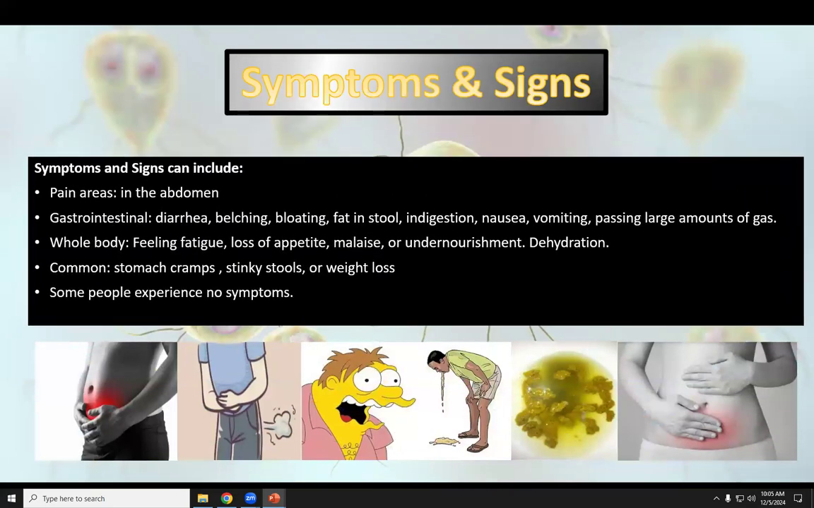Some of the symptoms are bloating in this picture, and then you have gas, and you can burp a lot, and feeling nauseated. And also if you have fat in the stool, this picture is what it looks like when you have fat in your stool. It's kind of a yellowy color. And then you have stomach cramps and also feeling really tired a lot.